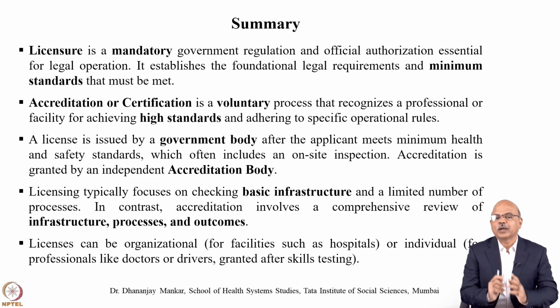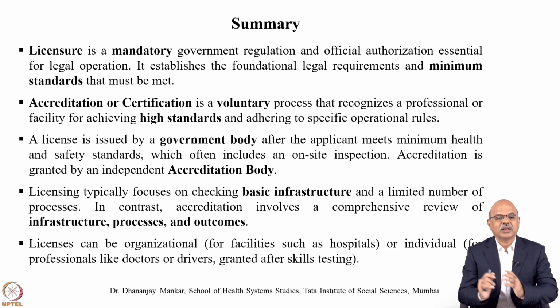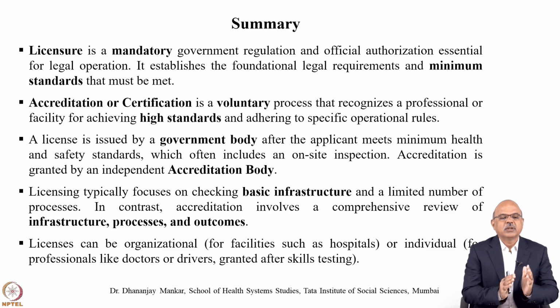A license is issued by a government body after the applicant meets the minimum health and safety standards, and often it includes an on-site inspection, whereas accreditation is granted by an independent accreditation body. It is not necessarily a government body. Licensing typically focuses on checking the basic infrastructure and a limited number of processes. In contrast, accreditation involves a comprehensive review of infrastructure, processes and outcomes. So you may find what is there in licensing, regulation and certification.